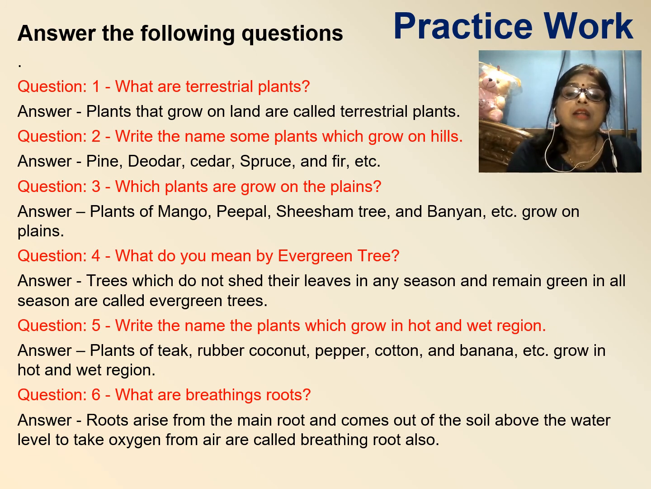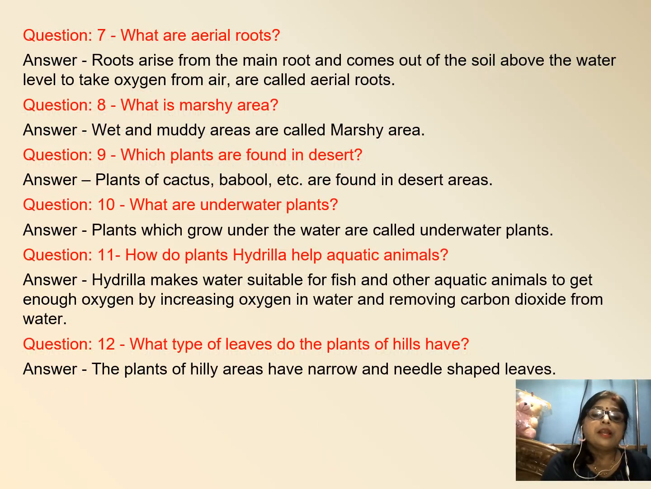So these all are the question answers. First learn them and then write them in your copy. Next question is, what are aerial roots? Roots arising from the main root and coming out of the soil above the water level to take oxygen from air are called aerial roots. What is a marshy area? Wet and muddy areas are called marshy areas.